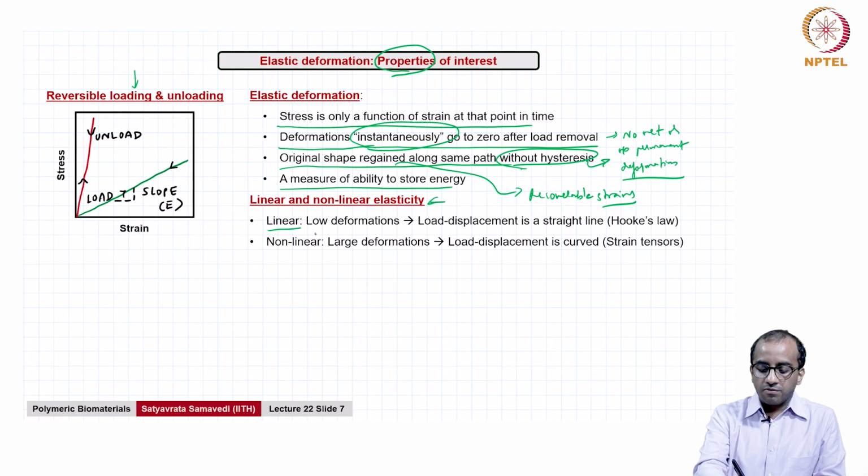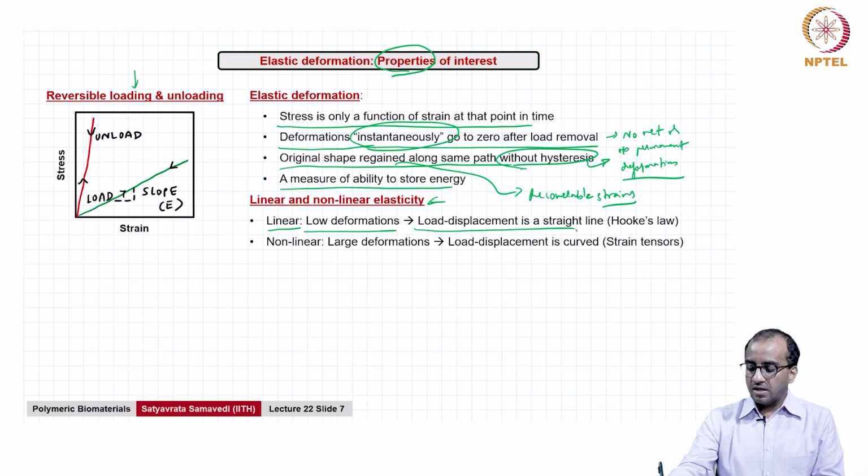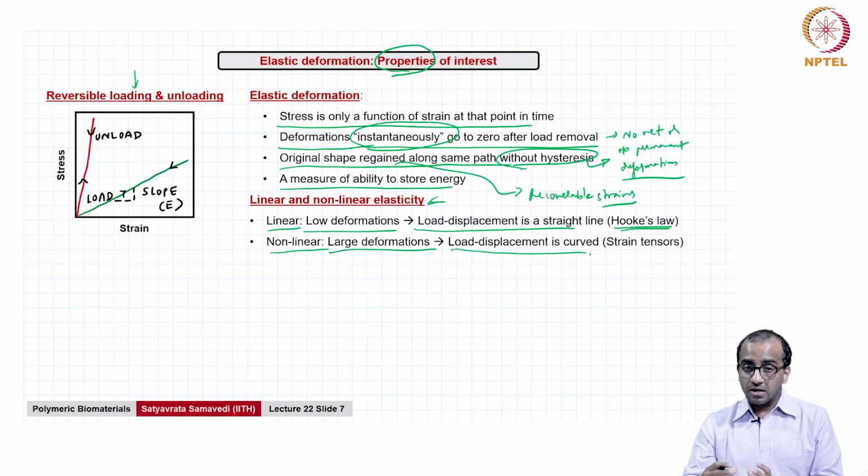Linear is typically seen for low deformations, where the load displacement is a straight line and it follows Hooke's law. And Hooke's law is useful because we can use that to come up with some properties for the material itself. For very large deformations, you will see actually non-linear responses, where the load displacement plot will be curved or non-linear, and you will have to resort to strain tensors, and a simple Hooke's law will no longer be valid in those regimes.